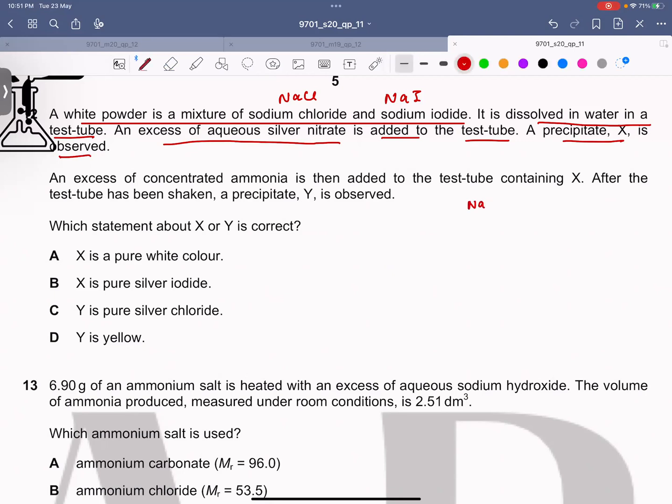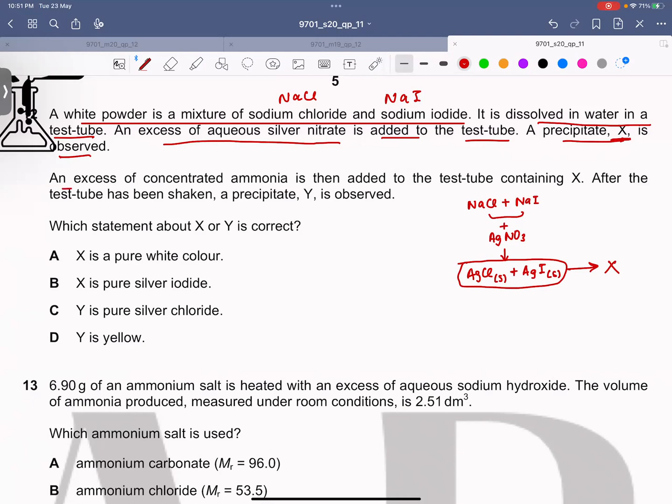So, let's recall the reaction. What would happen? Both are there. And what we did, we have added silver nitrate to the mixture. So when the silver nitrate reacts, it will give you silver chloride, which is a precipitate, and silver iodide, which is also a precipitate, because both of these are insoluble in water. So they are talking about the precipitate X. So basically, precipitate X is the mixture of both silver chloride and silver iodide. Is this understandable?